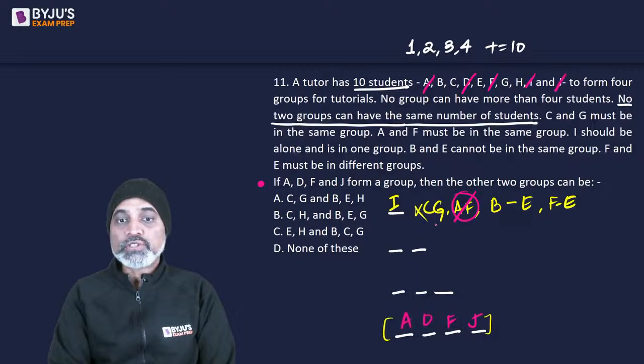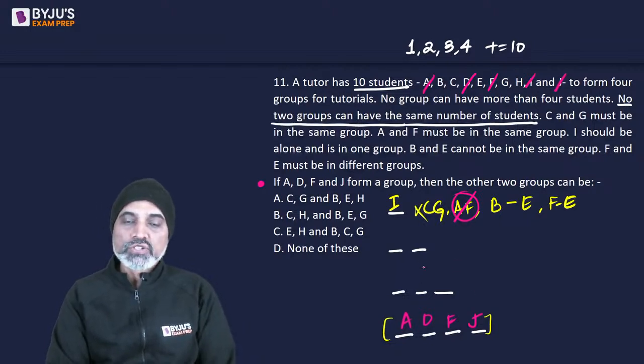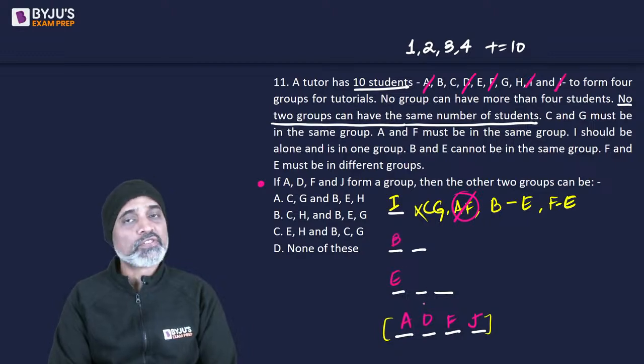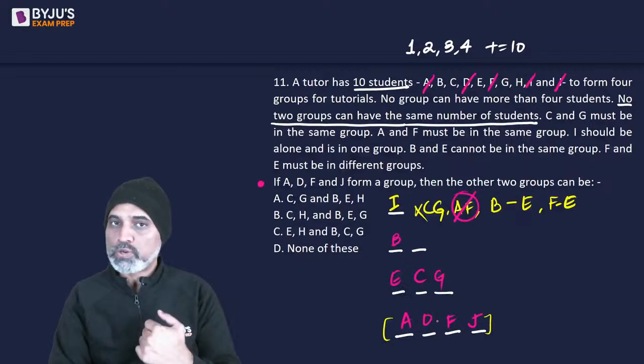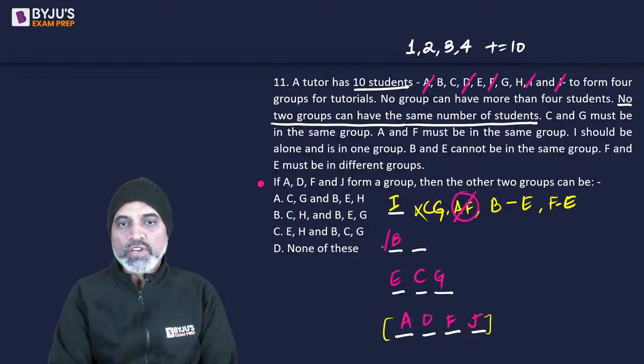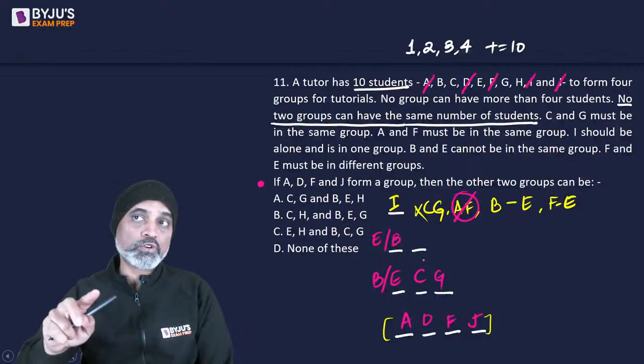Now, we know that CG will go together, and then B and E, they also need to be in different groups, right? So can we have B here and E here? Very much possible. CG, they need to go together. So this is what we are going to have. Or we can have E here, we can have B here. CG, since they are going to be together, they have to be in the same group. And that group has to be the group containing 3 students.